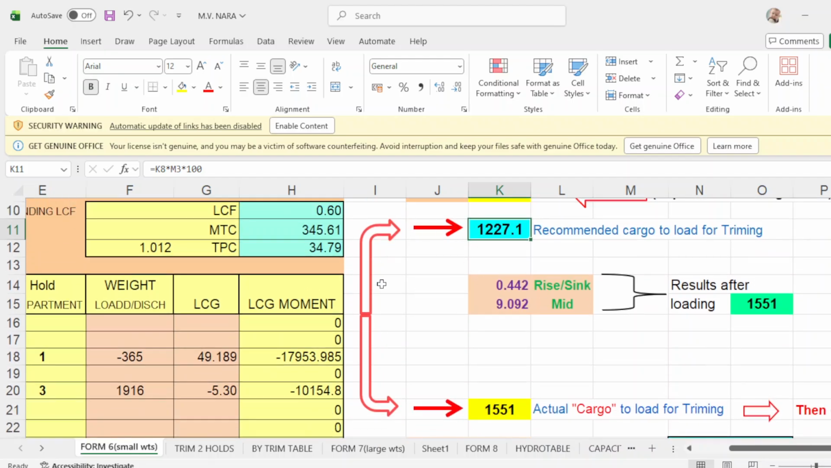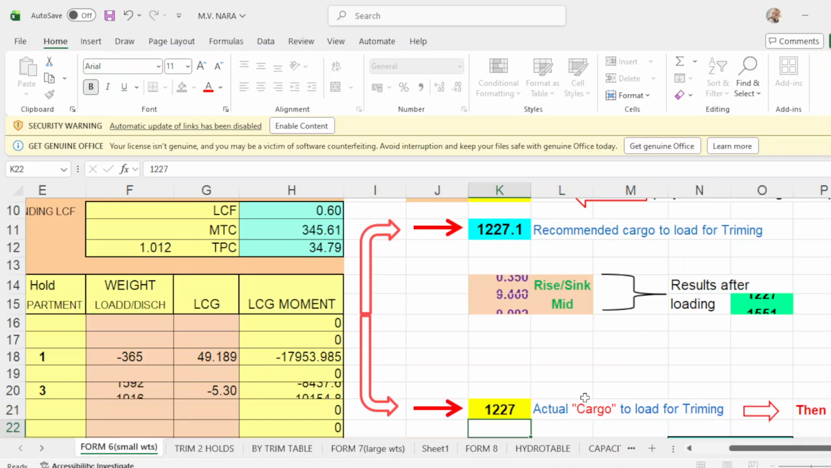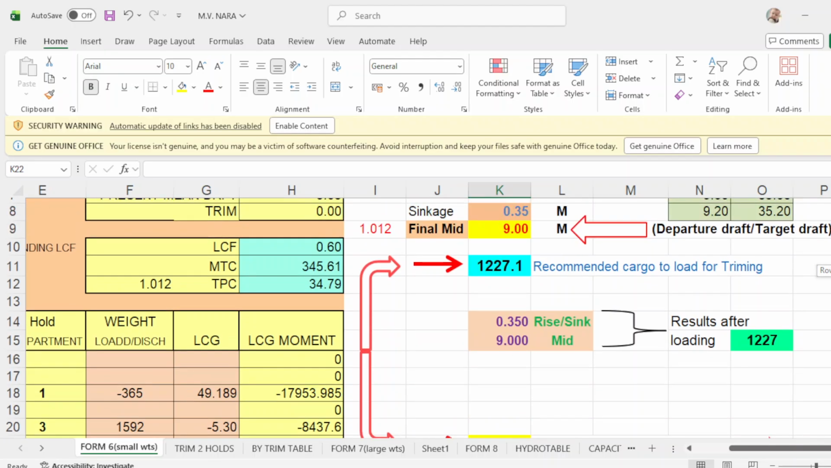Now, I'll go down, and let's say I will load 1,227. Okay. So what happens if I load 1,227 here? Results after loading 1,227. Look, the departure mid-draft is exactly 9 meters and your sinkage is exactly 35 centimeters.